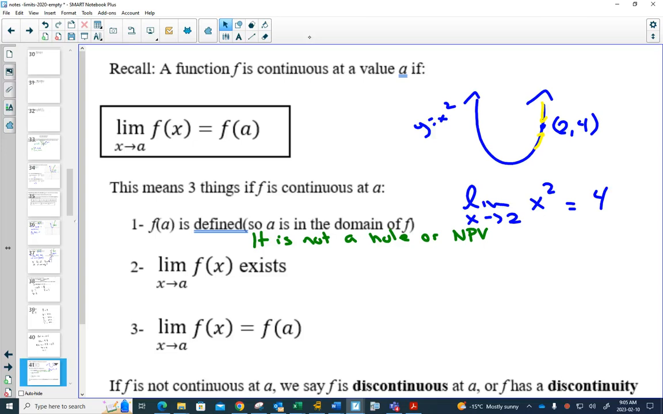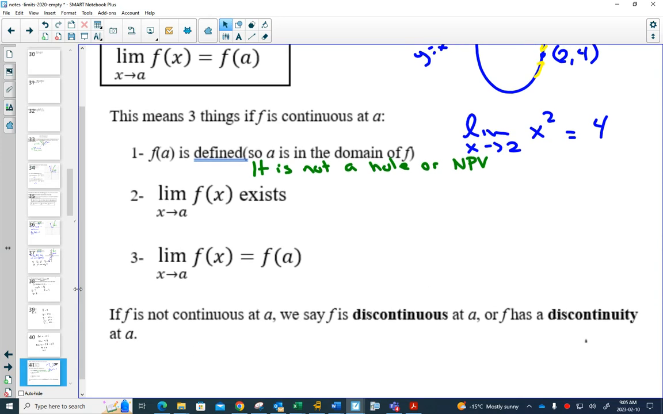So that means it's possible for the left side and the right side to be the same thing. And the limit is always going to equal that point. And we say that if f is not continuous at a, there's a non-permissible value or a hole, then we say that it is discontinuous at a, or there is a discontinuity.